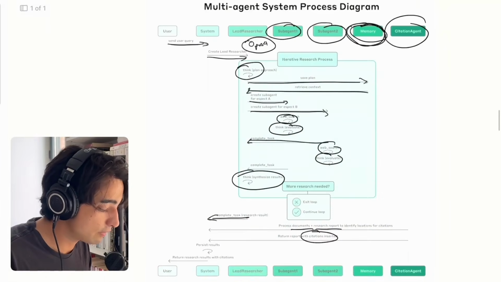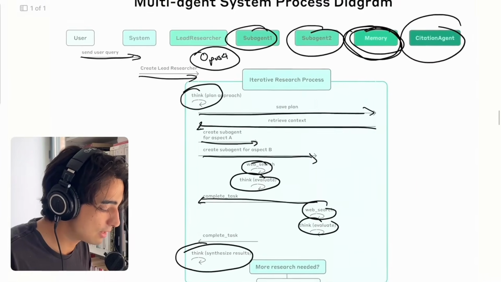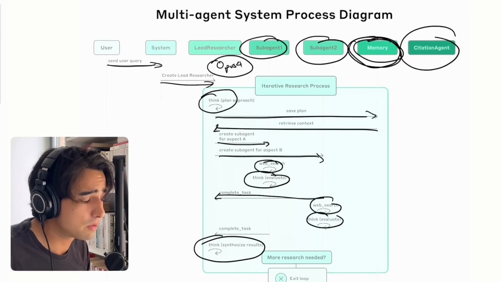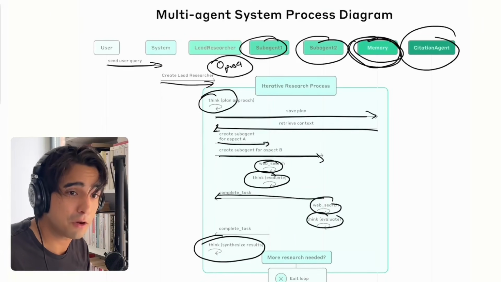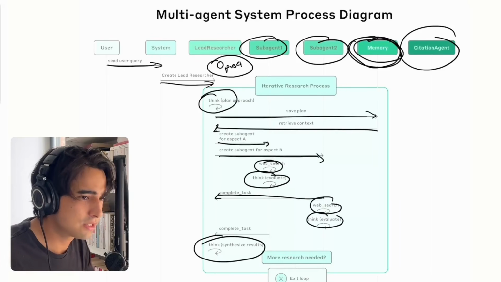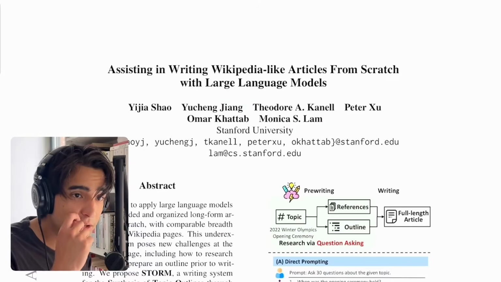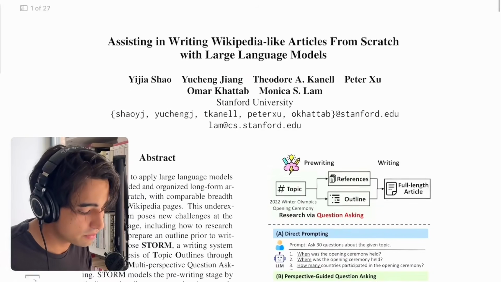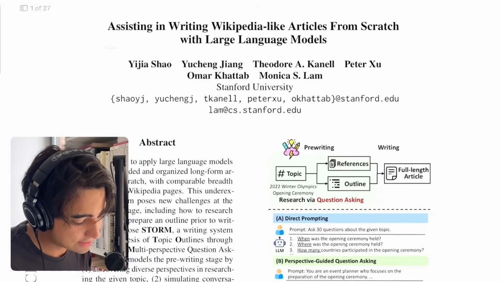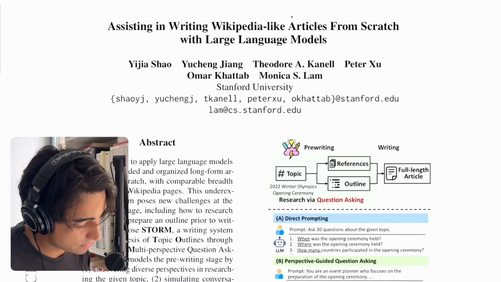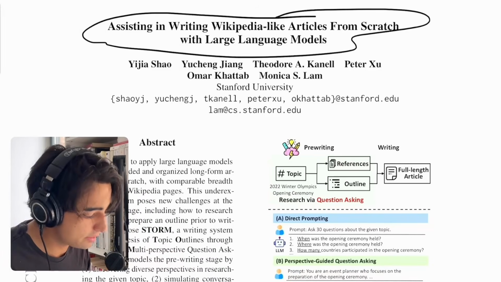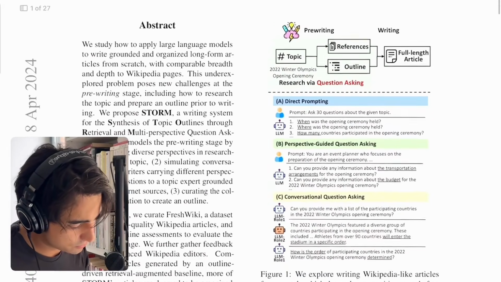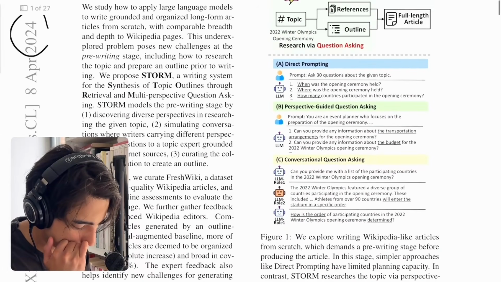I think it's very, very interesting. And actually, this makes me think a little bit of, I don't know if you remember the Storm paper on creating Wikipedia-like articles using language models. Let me see if I can fetch it for you right here. So here it is, I found it. This paper is titled Assisting Writing Wikipedia-like Articles from Scratch with Large Language Models. And it was published, I think, last year or the year before that, 2024.